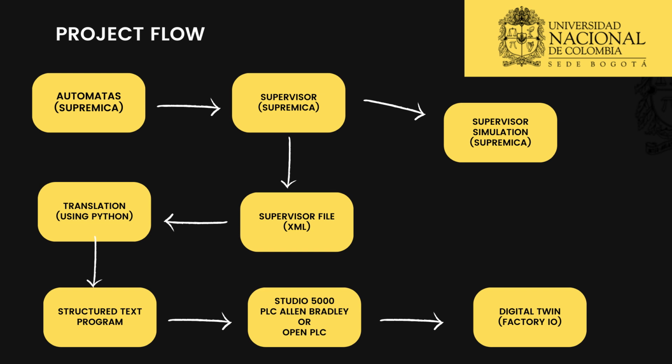With the supervisor, we can generate an XML file. We can translate this file using a Python translator that was developed by one of us. After that, we will have structured text. This structured text is designed for Studio 5000, so we can use Studio 5000 to control a plant.